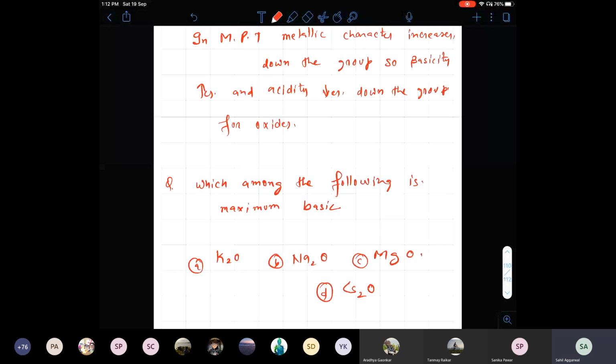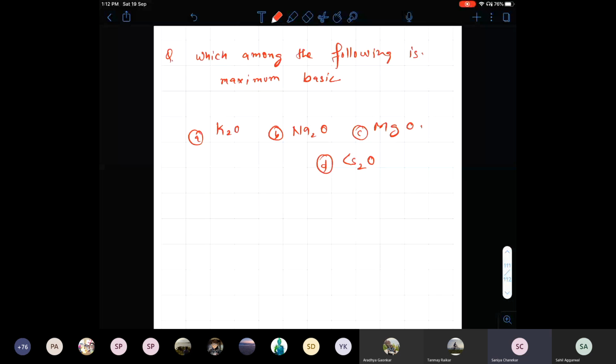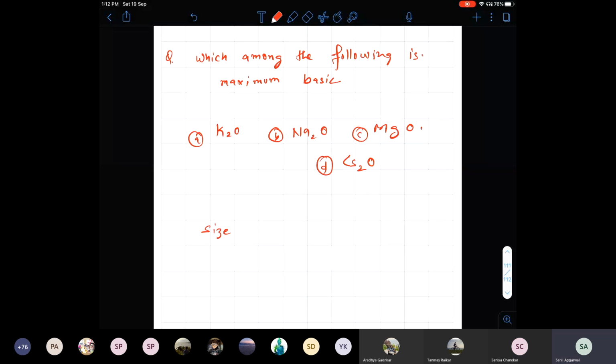All of you understood this? So can you explain? Do we know size is like this? Or do you want me to explain size also? Do we know size is like this? Sania, yes, sir.